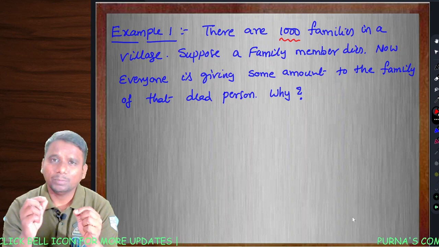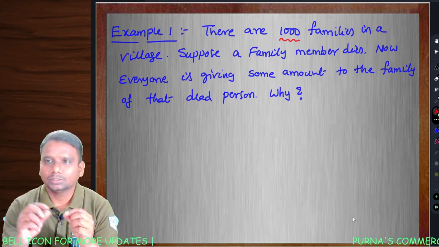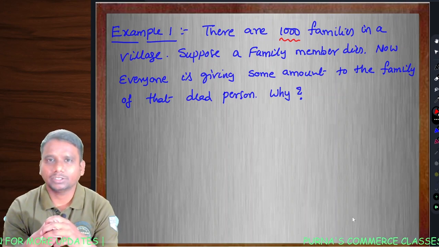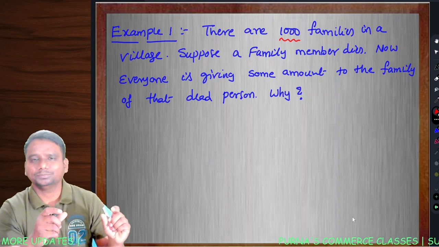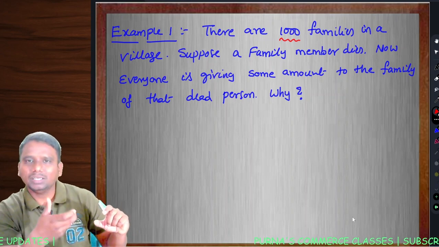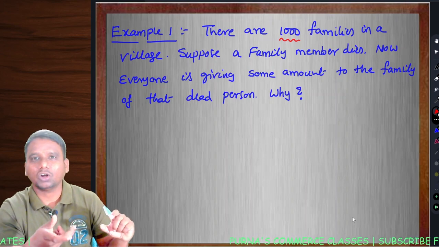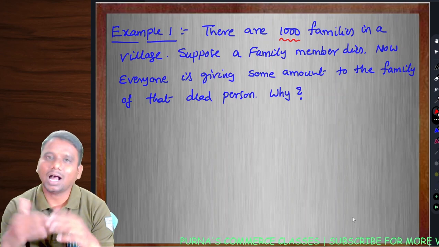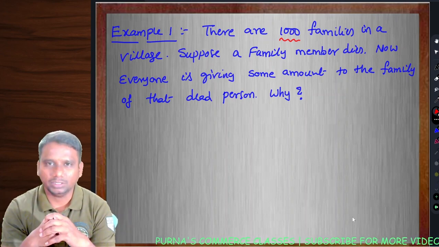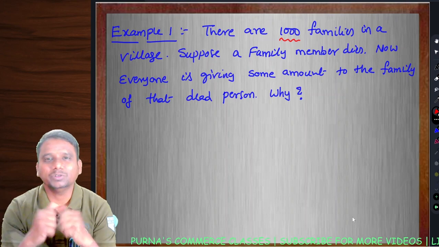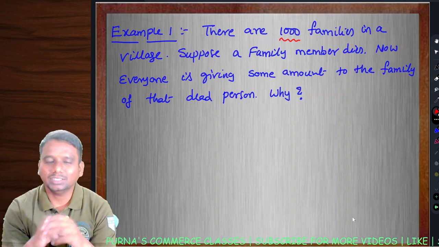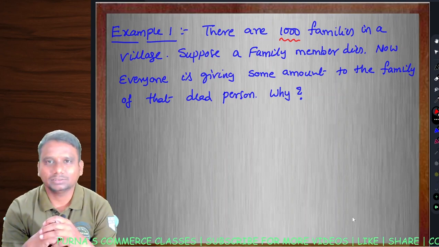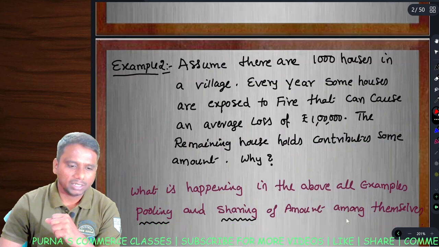When a family member dies, that family suffers a financial loss. Suppose a family member who is earning money died. So that family suffers from financial loss. To compensate that financial loss, the other members of the village are contributing some amount. Is this humanity or not? Yes. Now, we'll see another example.